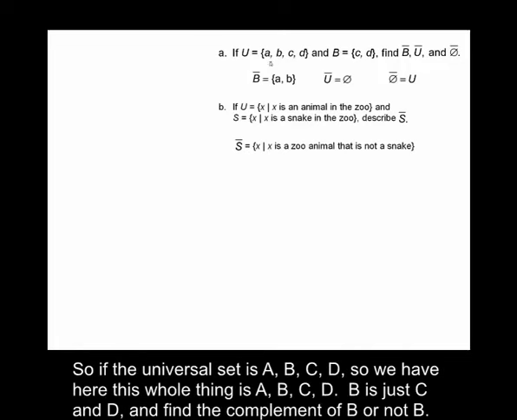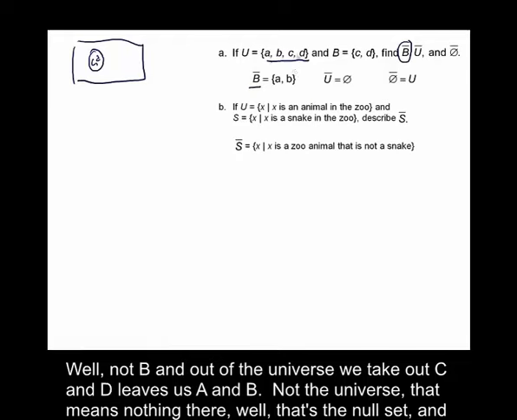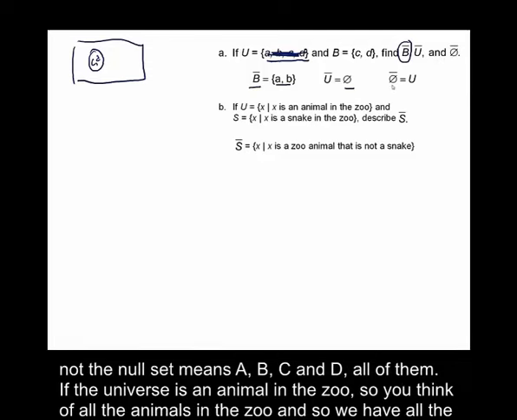So if the universal set is A, B, C, D, so we have here this whole thing is A, B, C, D. B is just C and D. Find the complement of B, or not B. Well, not B, out of the universe, we take out C and D, leaves just A and B. Not the universe means nothing there. Well, that's the null set. And not the null set means A, B, C, and D, all of them.